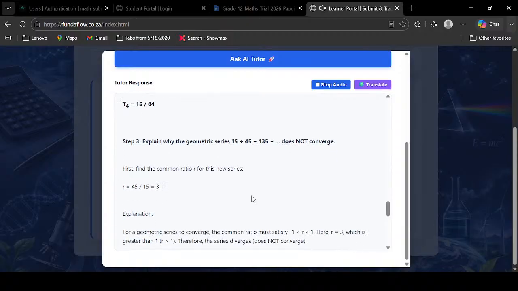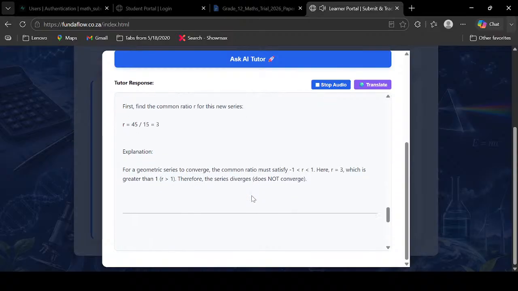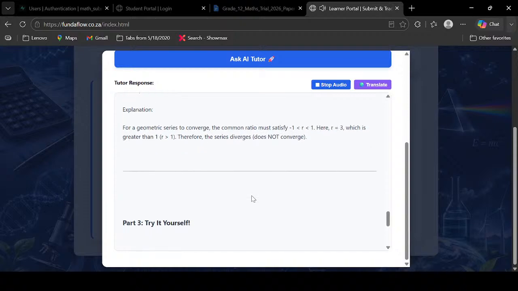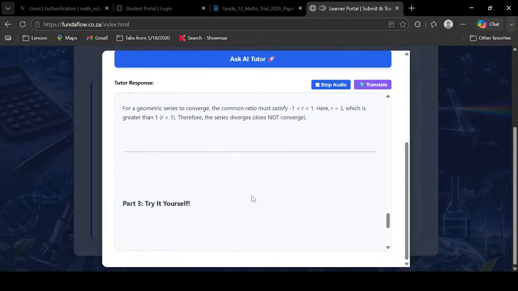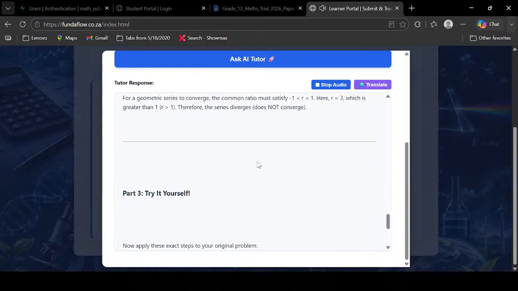Step 3, explain why the geometric series 15 plus 45 plus 135 plus so on does not converge. First, find the common ratio r for this new series. r equals 45/15 equals 3. Explanation. For a geometric series to converge, the common ratio must satisfy -1 < r < 1. Here, r equals 3, which is greater than 1, so |r| > 1. Therefore, the series diverges and does not converge.